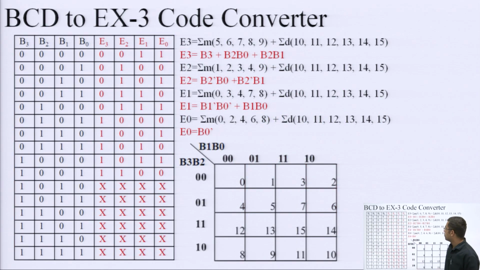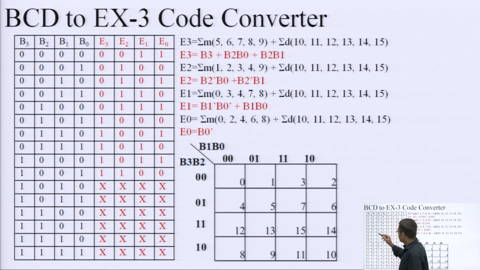Now, let us proceed to the BCD to XS3 code converter. The input is the BCD and the output is XS3. Now, how to obtain XS3 from BCD? First, we have to prepare the truth table, and the rule is quite simple. We just have to add binary 3 to any BCD number.